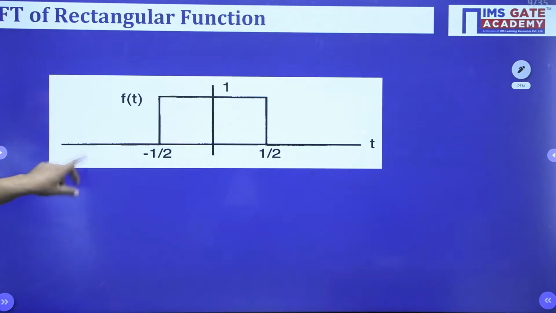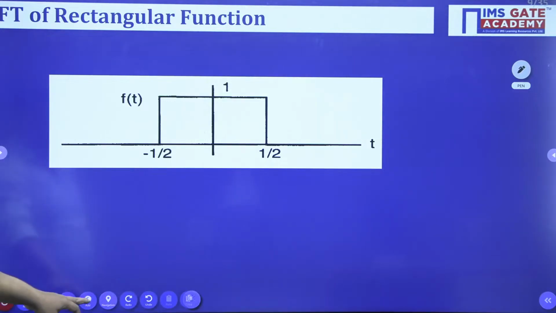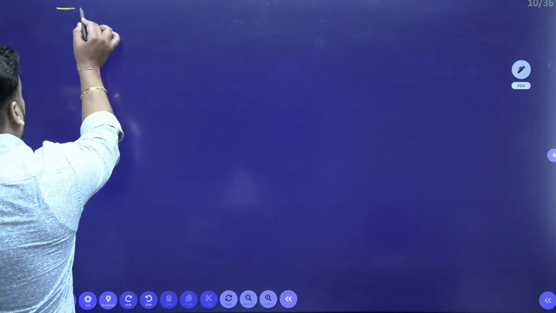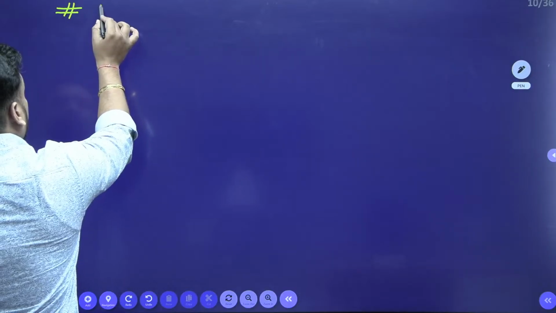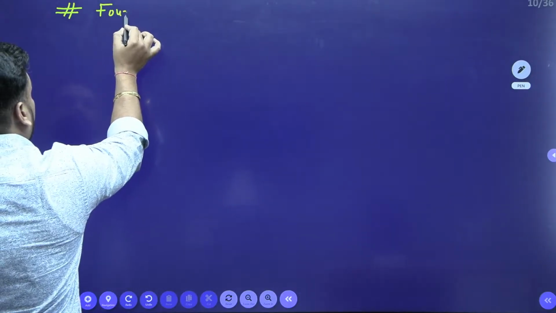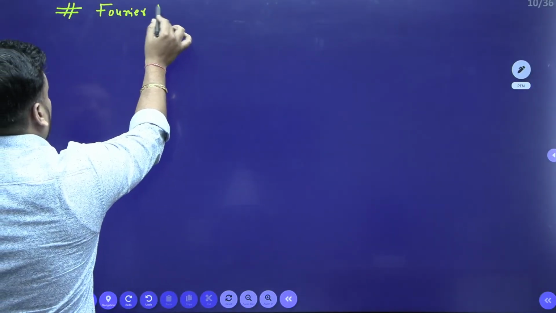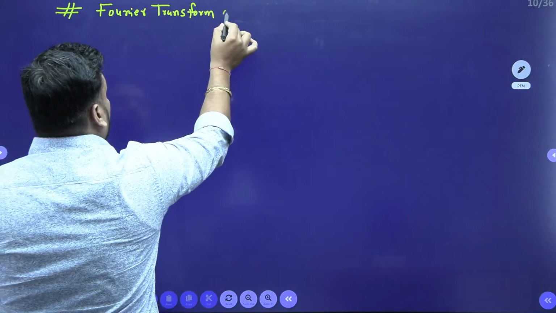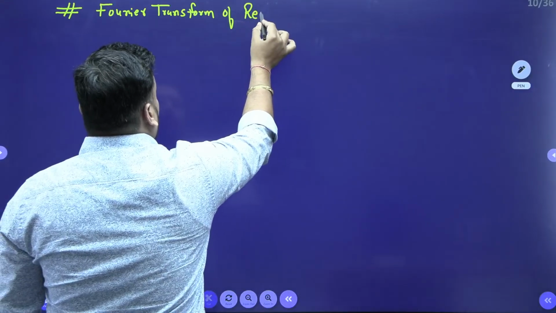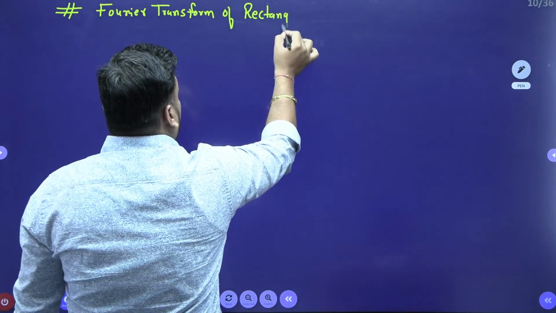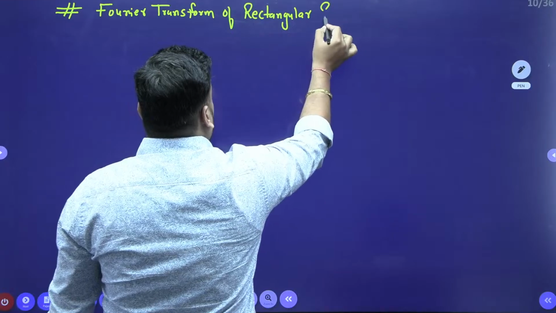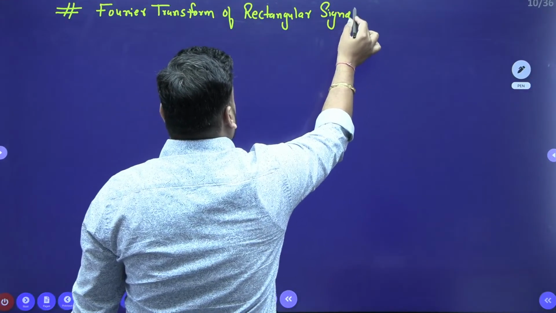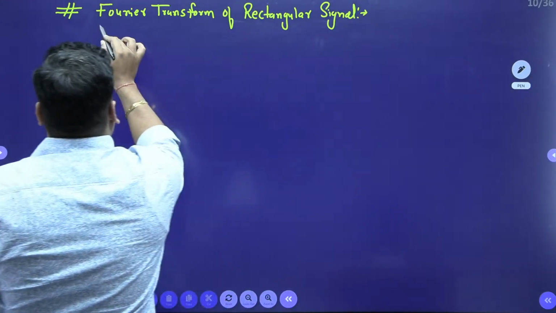Now the Fourier transform of a rectangular pulse. Just make a heading, guys: Fourier transform of a rectangular signal. Okay. So what is the rectangular signal?